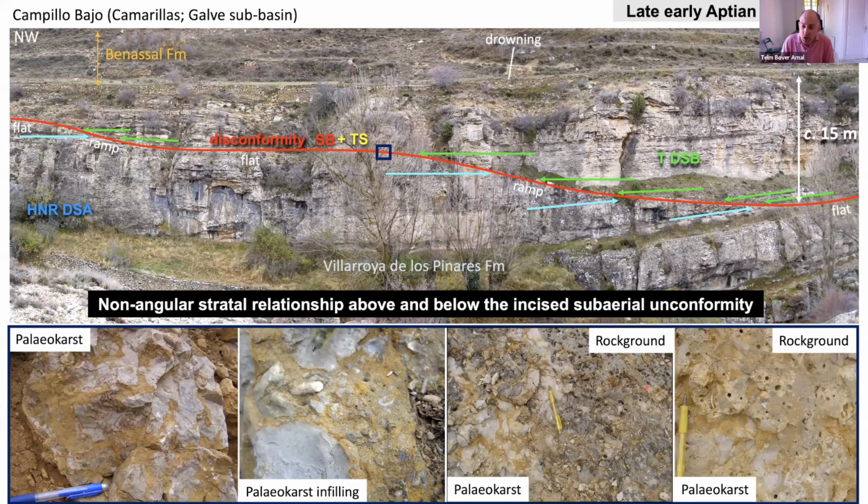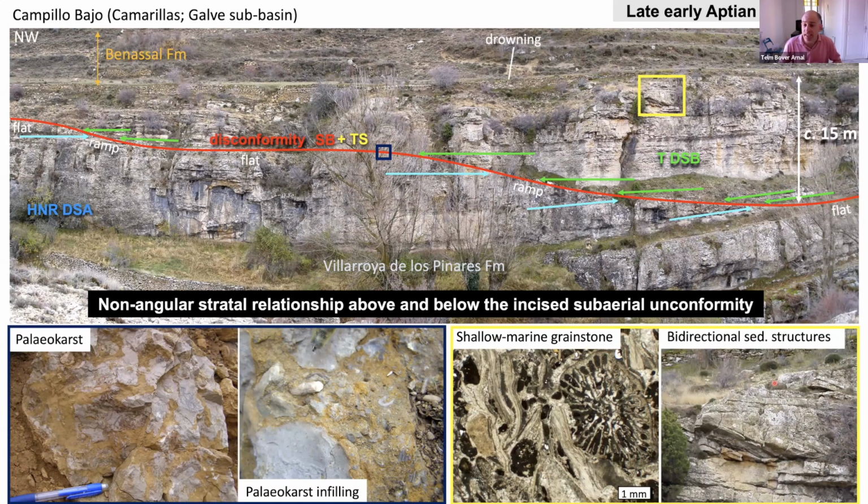The superior unconformity is superposed by the transgressive surface, which corresponds to a rock ground with ferruginous stains and borings made by lithophagid bivalves. Here's the same. We have the paleokarst features with these orange infillings below and the transgressive surface and a rock ground superposing onto this superior unconformity.